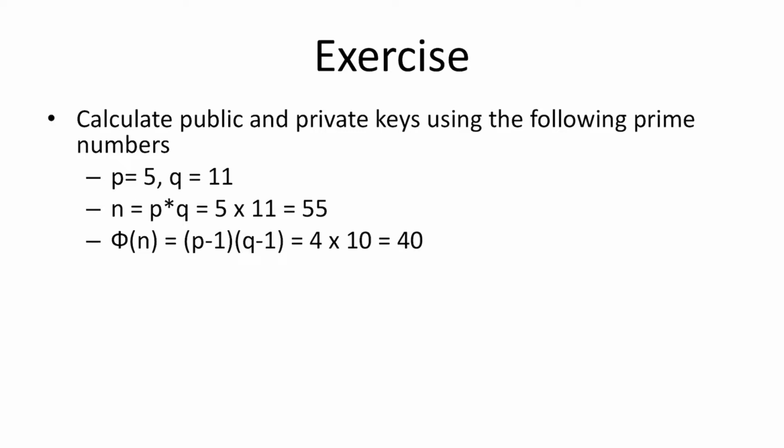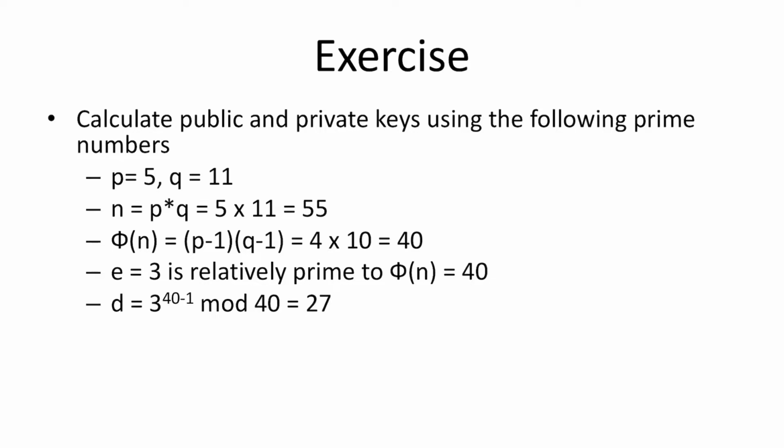Now, depending on what value we choose for e, we will end up with different public and private keys. So let's choose e is equal to 3, since 3 is relatively prime to phi of n, or 40. They only have 1 as the common divisor, or the greatest common divisor. Then we calculate the private exponent d as e raised to power phi of n minus 1 mod phi of n. So we have e is equal to 3 raised to power phi of n, which is 40, minus 1 mod 40, which gives us 27.